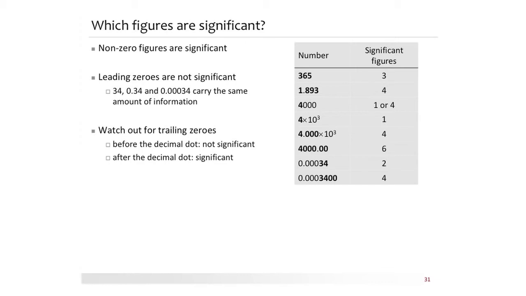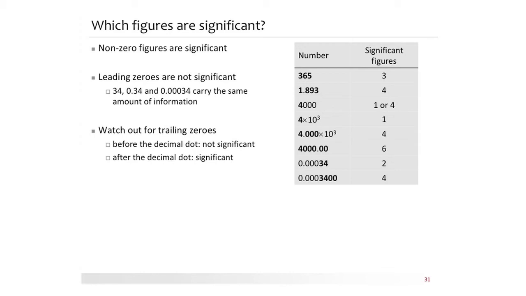Now, trailing zeros, it's a bit dodgy. Before the decimal point, they are usually not significant. If you write a number like this, there is probably only one significant figure, but it depends on context. If you report in a newspaper that 4,000 people gathered in Market Square, that's an approximate number, and presumably only one figure is significant. But if you write in your paper that we used 4,000 mice, that might be an exact number. There might be four significant figures. So it's not clear how accurate this number is.